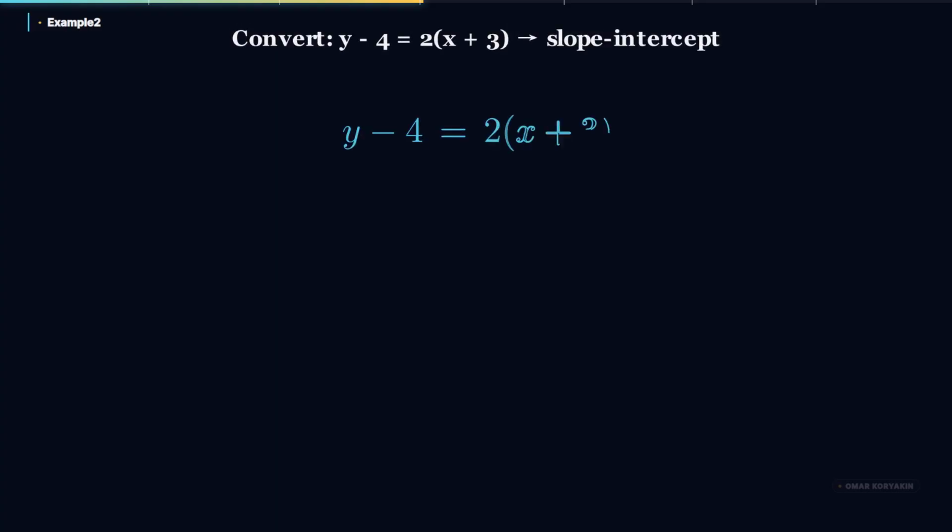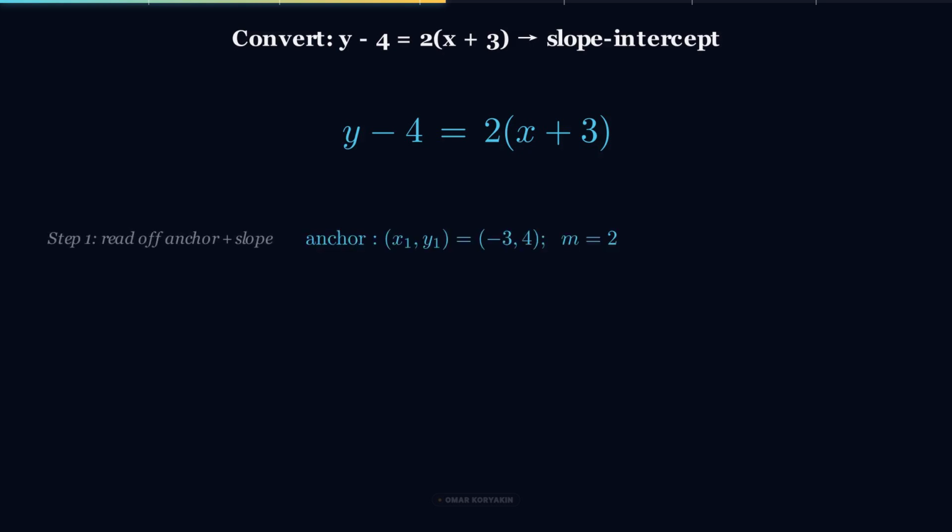Here is the second worked example. Convert the point slope equation y minus 4 equals 2 times the quantity x plus 3 into slope intercept form. The given equation has the structure y minus y1 equals m times x minus x1 with y1 equals 4 and x1 equals -3, but for the conversion we just treat it as algebra and rearrange.